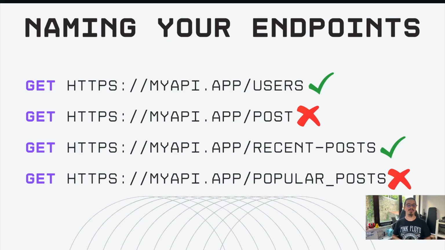And then we have four different endpoints. One endpoint for getting the list of users, one endpoint for getting the list of blog posts, another endpoint for getting the recent posts in the platform, and another endpoint for getting the popular posts. But at first hand, if you check that real quick, you say, okay, it's all good. There's nothing wrong with those endpoints.